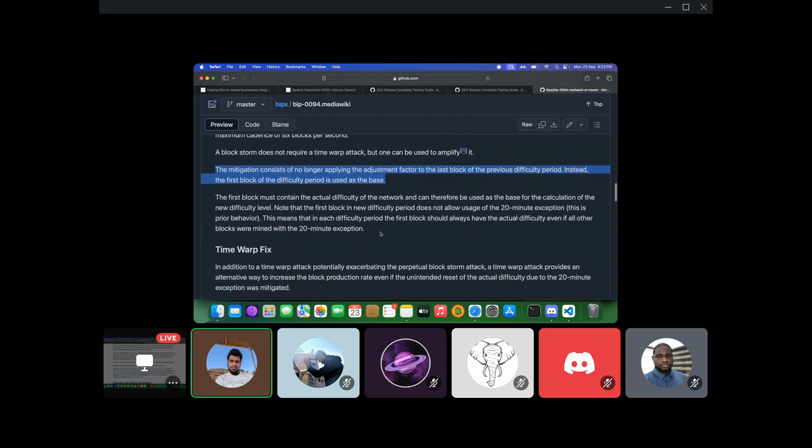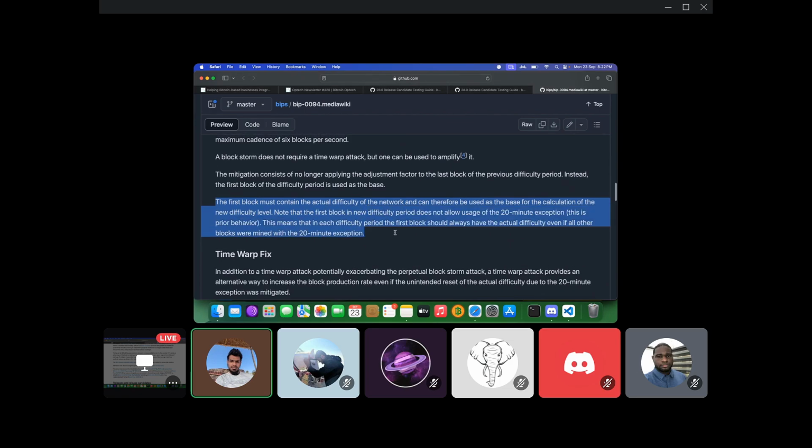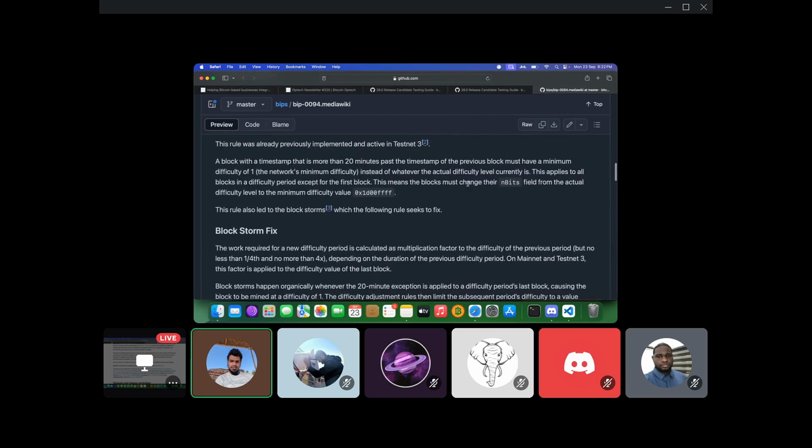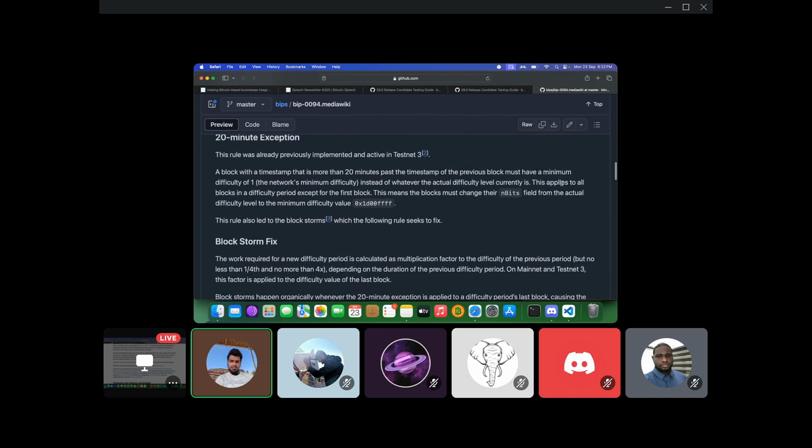All right, and how exactly does using the first block fix it? The first block must contain the actual difficulty of the network and can therefore be used as the base for the calculation of the new difficulty level. So just now we studied that the 20-minute exception does not apply to the first block in a difficulty adjustment period. If we can go back to it, this applies to all the blocks in a difficulty period except for the first block. So the first block is immune to this 20-minute exception. All right, the first block will always have a difficulty which is equivalent to the network's actual difficulty. It will not have minimum difficulty just because of the timestamp. It will have an actual difficulty.